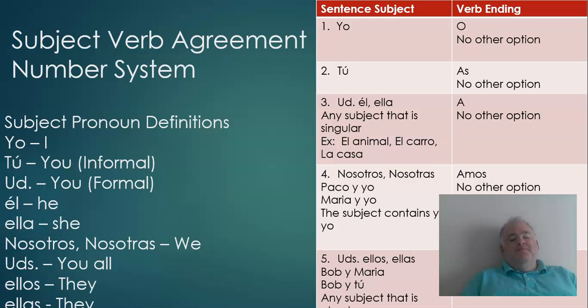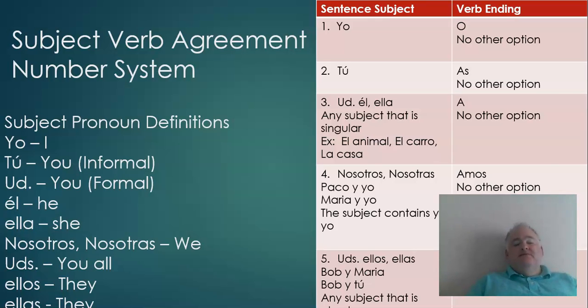Number 4, when you want to say we, and the subject of your sentence is nosotros or nosotras, your verb form is amos: hablamos, cantamos, bailamos, nadamos, estudiamos. There's no other option for verb form number 4 for we, is amos.